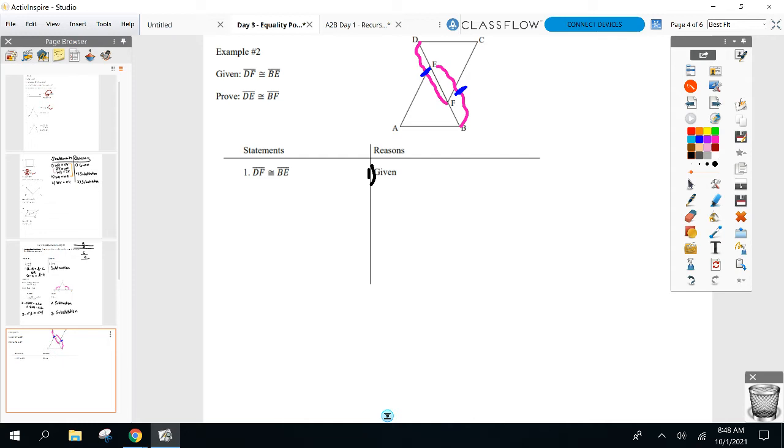Everyone sees that. All right, so what should statement 2 now read? EF is congruent to EF. EF congruent to itself. What makes that true? Reflexive. Are we maybe starting to pick these proofs up slightly? Reflexive.